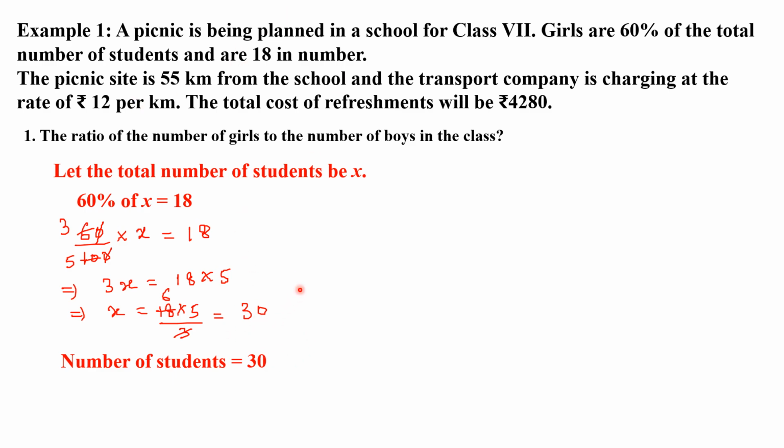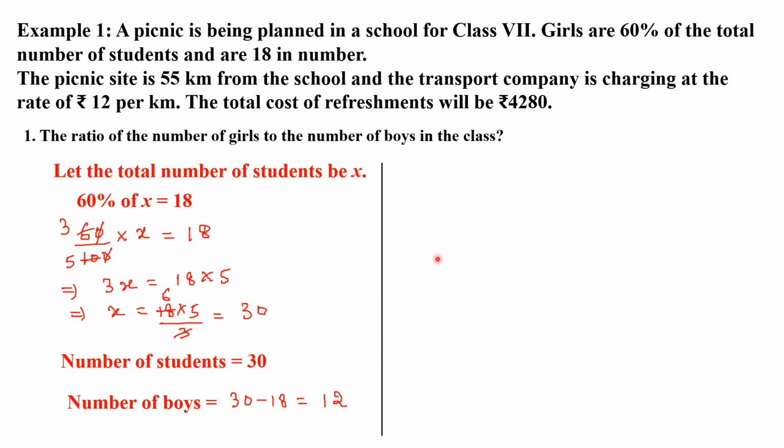So from here I can find the number of boys. Number of boys will be 30 minus 18. And if you do 30 minus 18, you will get 12. So number of boys are 12 and number of girls are 18.